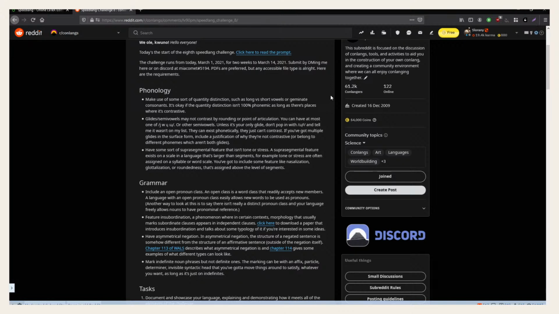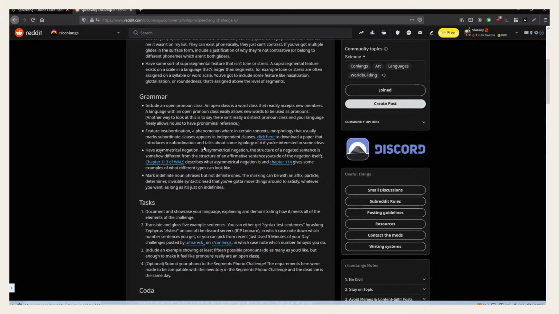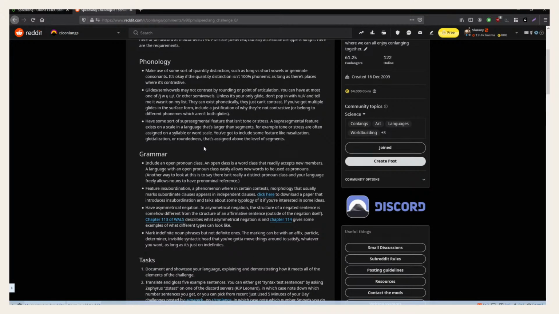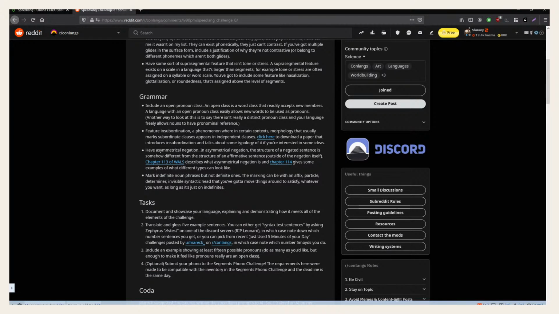So I think I'm going to go with some sort of heavy syllables, super heavy syllables, that kind of stuff, in order to have suprasegmental features that apply to that. Yeah, that's probably going to be good, or at least admissible.